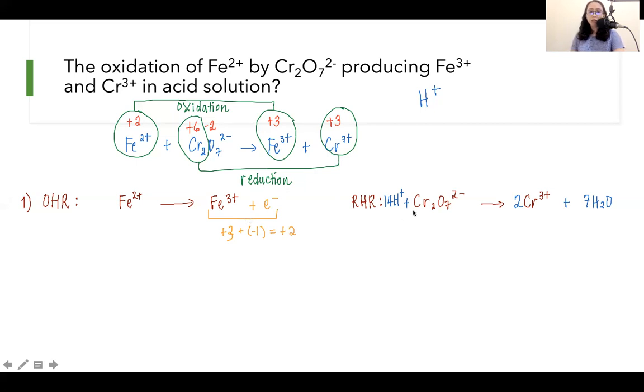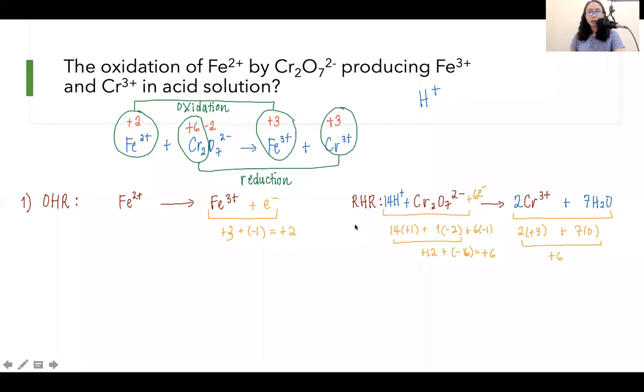Let's go to the reduction half reaction. If we look at the total charge on the reactant side, we have 14 times positive 1 plus 1 times negative 2. So the total charge is positive 12. On the product side, we have 2 times positive 3 plus 7 times 0. So the total charge is positive 6. This time, we will add electrons on the reactant side. 6 electrons to be specific. If we add 6 electrons, then the charge now will become positive 6 also on the reactant side. So the charges are now equal. That is the third step.